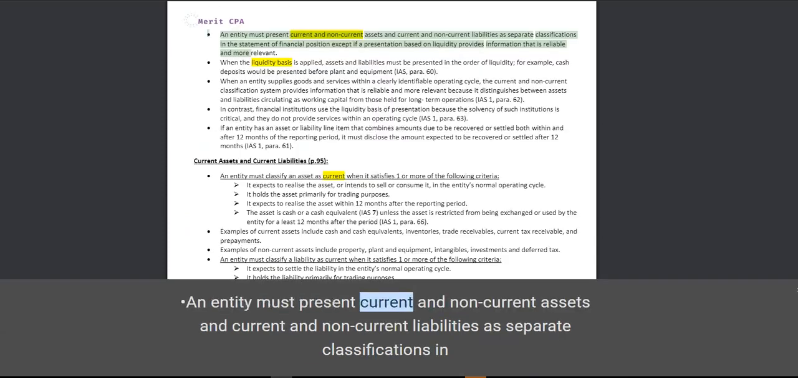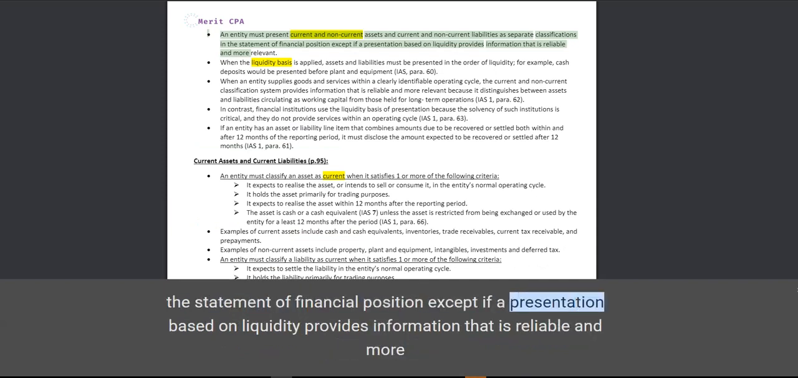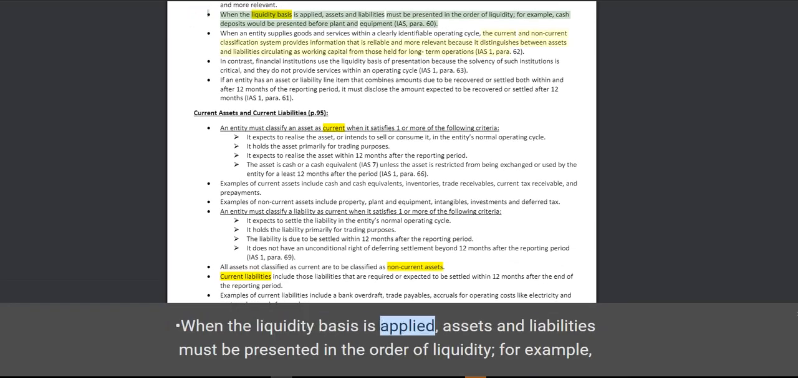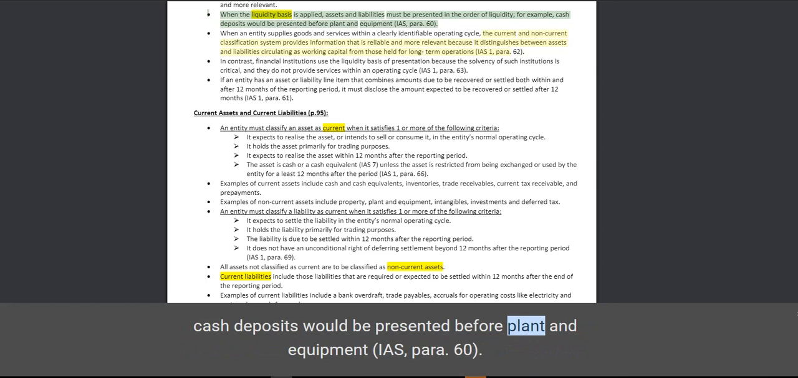2.12. Presentation of assets and liabilities, p.95. An entity must present current and non-current assets and current and non-current liabilities as separate classifications in the statement of financial position, except if a presentation based on liquidity provides information that is reliable and more relevant. When the liquidity basis is applied, assets and liabilities must be presented in the order of liquidity. For example, cash deposits would be presented before plant and equipment.